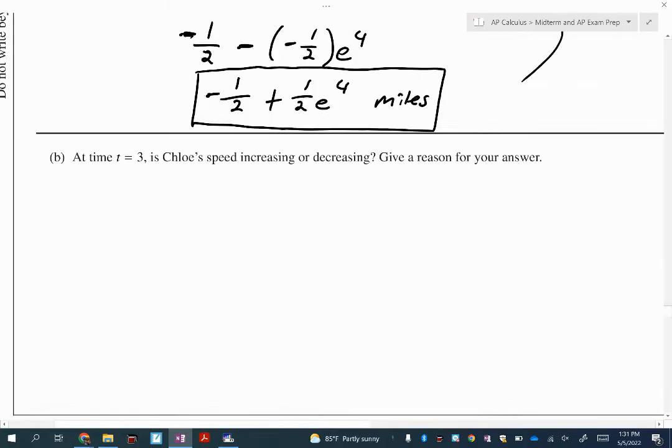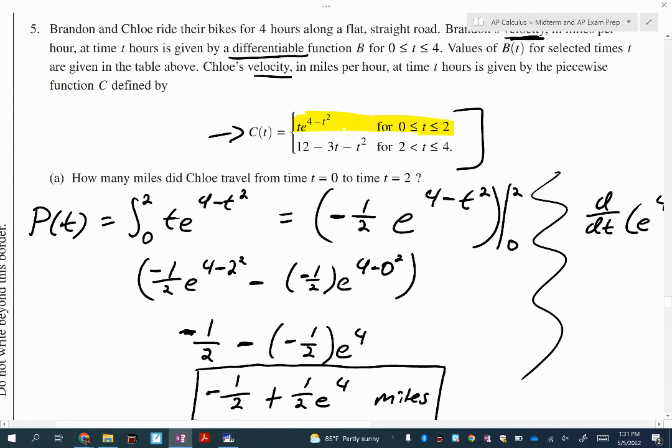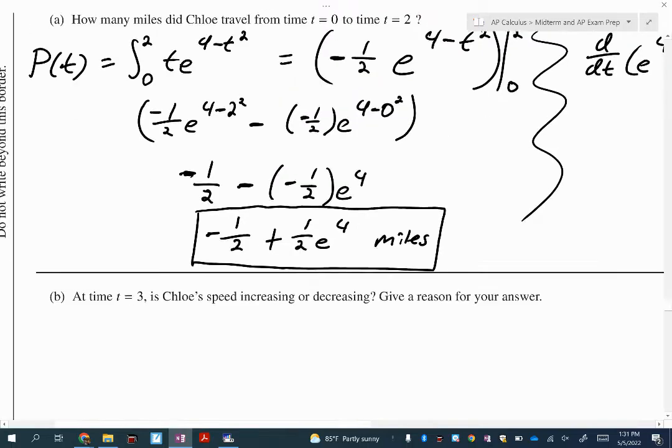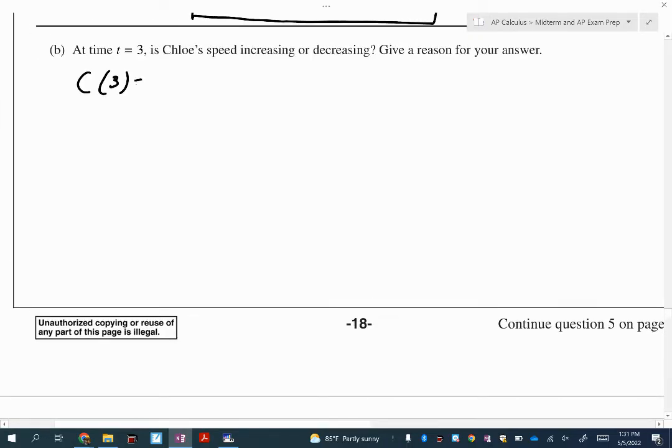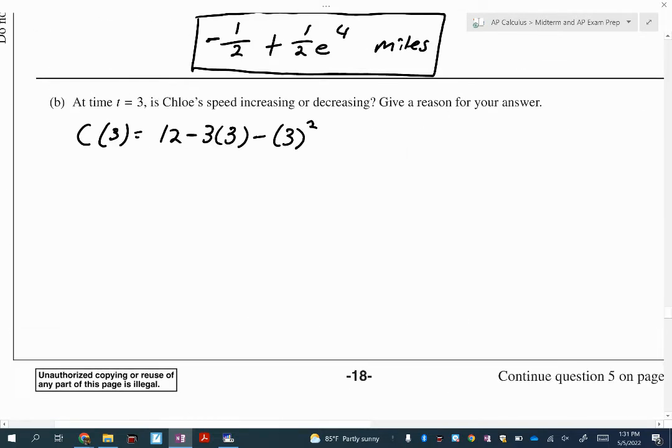Okay? So let's find her velocity. They gave us the velocity function, but now we're at t equals 3. So what piece do I have to use if we're 3 hours into her bike ride? The second piece. So I'm going to plug in 3 here. So C of 3. I think it was 12 minus, is it 3 times 3 minus 3 squared? That's right. Okay. Let's do quick algebra here. 3 times 3 is 9. 3 squared is 9. All right, going left to right, you get -6. Let's get some units here. Miles per hour. Nice.